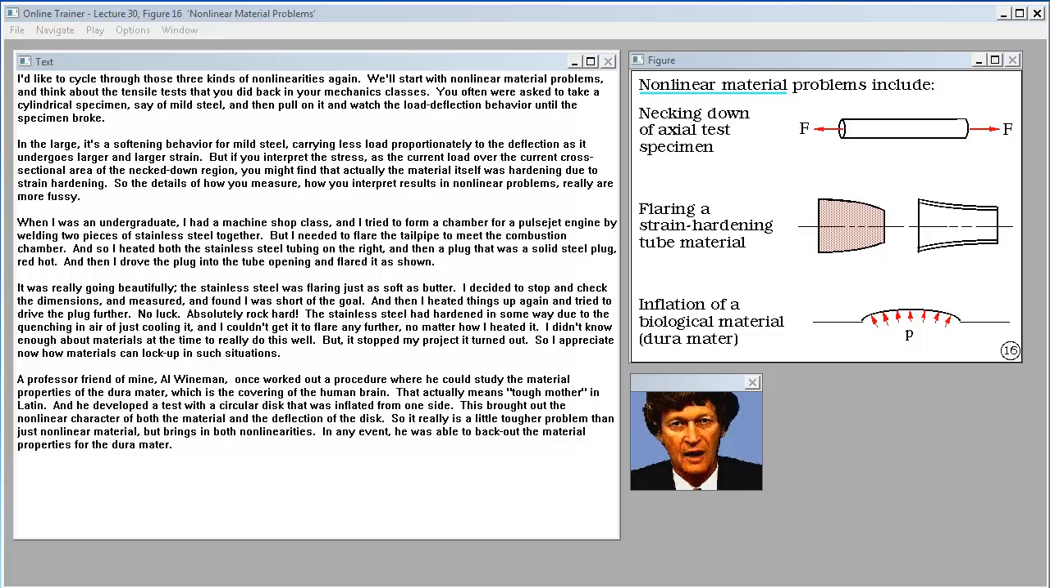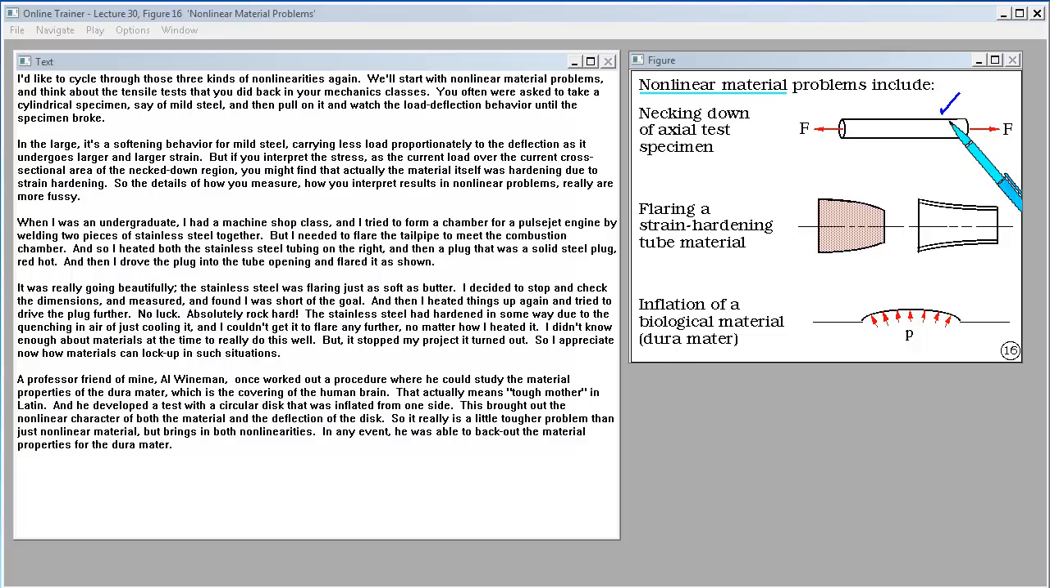I'd like to cycle through those three kinds of nonlinearities again. We'll start with nonlinear material problems, and think about the tensile tests that you did back in your mechanics classes. You often were asked to take a cylindrical specimen, say of mild steel, and then pull on it and watch the load deflection behavior until the specimen broke. In the large, it's a softening behavior for mild steel, carrying less load proportionately to the deflection as it undergoes larger and larger strain. But if you interpret the stress as the current load over the current cross-sectional area of the neck down region, you might find that actually the material itself was hardening due to strain hardening. So the details of how you measure, how you interpret results in nonlinear problems really are more fussy.